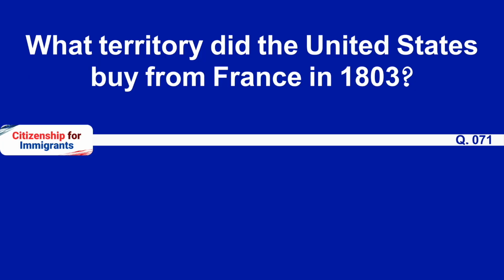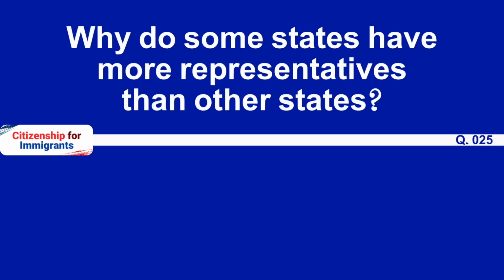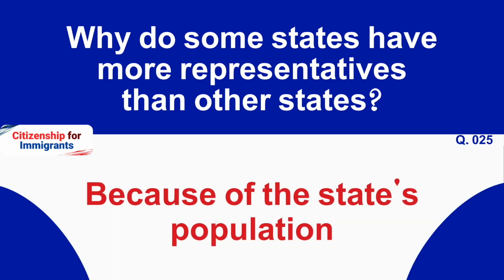What territory did the United States buy from France in 1803? The Louisiana Territory. Why do some states have more representatives than other states? Because of the state's population.